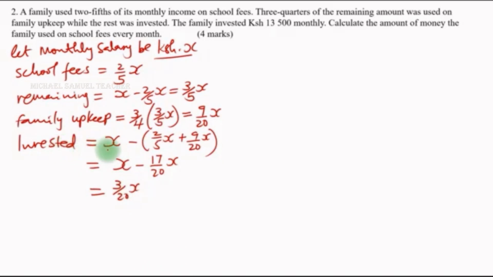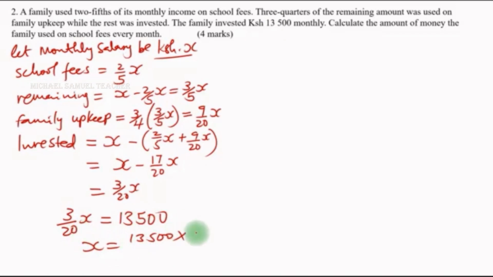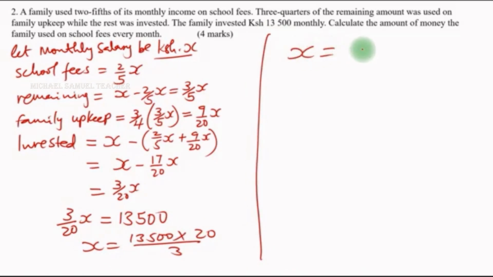That's what was invested. But we have been told that the family invested 13,500 monthly. So this is equivalent to the invested amount, and that is 3 over 20x will be equivalent to 13,500. So x will be 13,500 times 20 divided by 3. So x is actually 90,000 shillings. So that is the salary the family was getting a month.